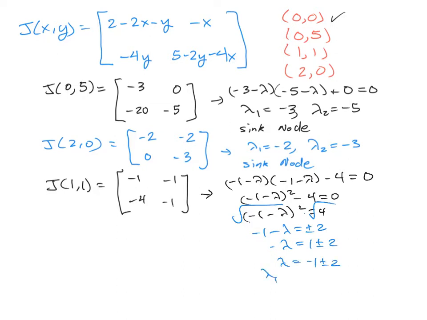Breaking it down, the first one is negative 1 plus 2. That's a 1. The second one is negative 1 minus 2. That's negative 3. Because we have one that's positive and one that's negative, we've got (1, 1) being a saddle node. So we've now classified all 4 of our equilibrium points. We've got 1 source node, 2 sink nodes, and a saddle node. So now let's go to the p-plane program and visualize all of this.